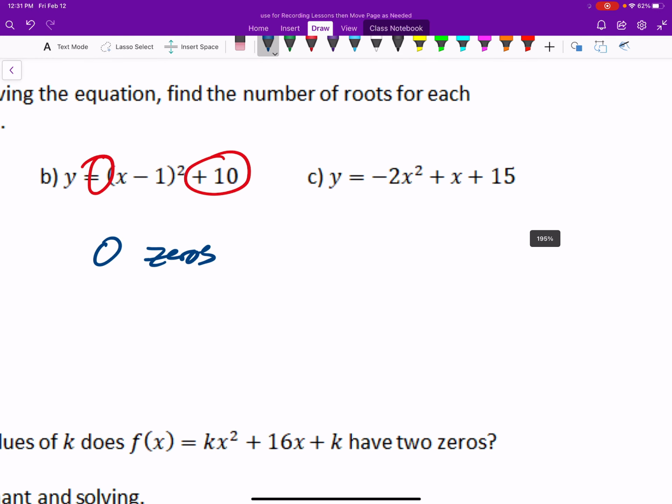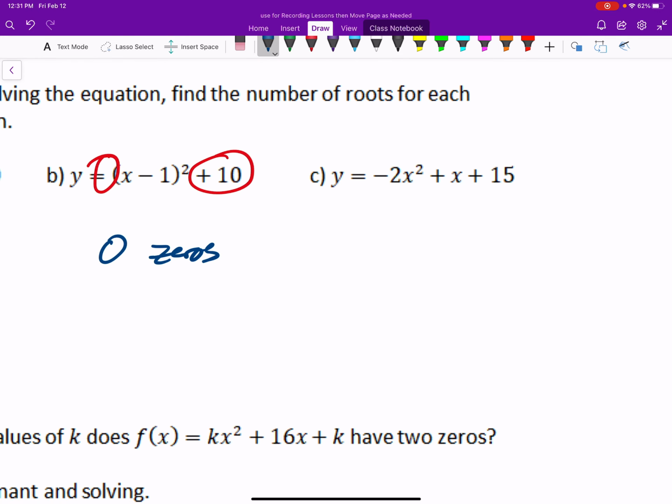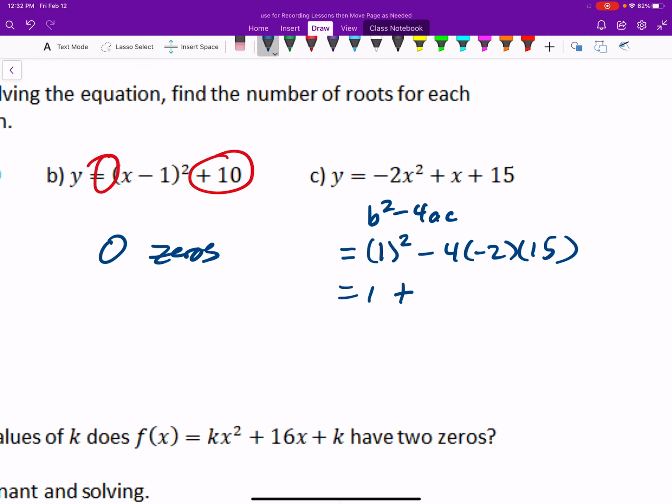And in this last one, because it's in standard form, we have to do the discriminant, so b squared minus 4ac, and see if it's positive, negative, or equal to 0. So b is 1, minus 4 times a times c gives me 1 plus 8 times 15 would be 120, I guess. So it doesn't matter what the value is, it's positive. I can take the square root of it. I'll get two different zeros when I do it.